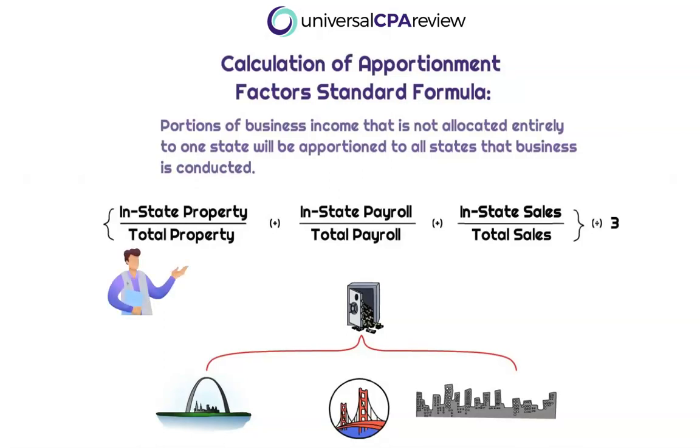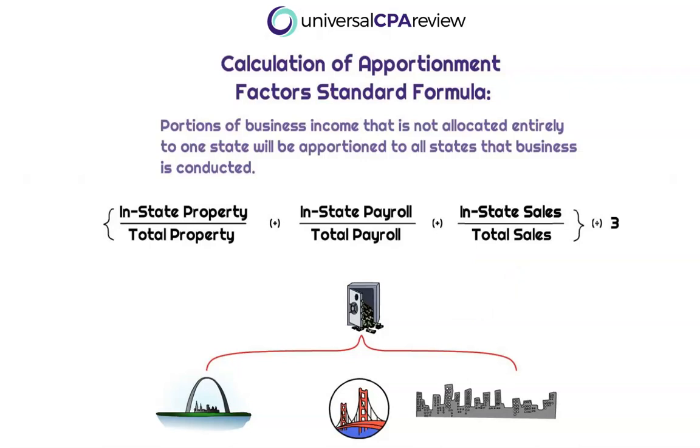We have the property factor, which is calculated as a fraction that includes the value of real and tangible in-state property within the numerator and the total property value in the denominator. The payroll factor is calculated as a fraction that includes in-state payroll within the numerator and total payroll in the denominator. And finally, the sales factor will include a fraction that will have in-state sales in the numerator and total sales in the denominator.